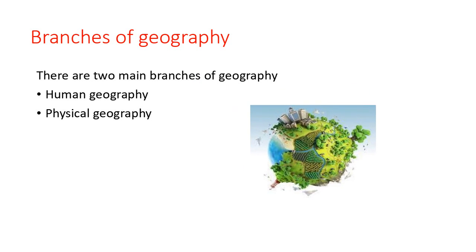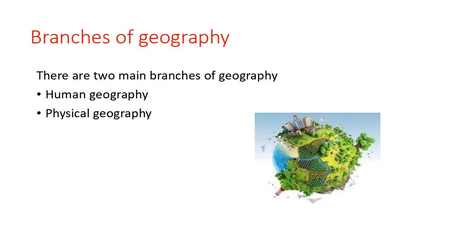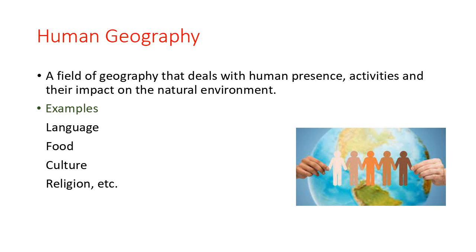Branches of geography. Basically, there are two main branches of geography: human geography and physical geography. Human geography is a field of geography that deals with human presence and human activities. What type of activities? It includes agriculture, constructing buildings, manufacturing, industry, and settlement, and their impact on the natural environment. It is an important point, the impact of people on the natural environment. How? For example, when people grow plants in the environment, it has a good impact. It also includes deforestation and pollution.